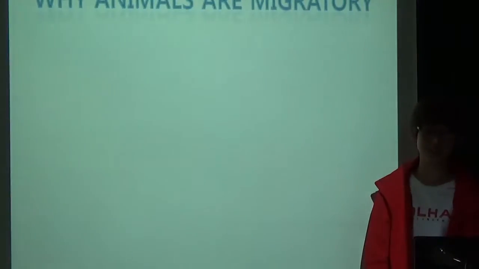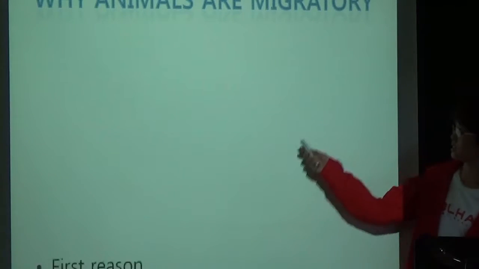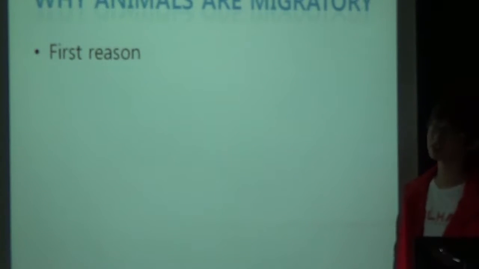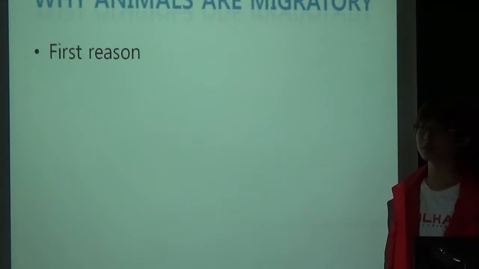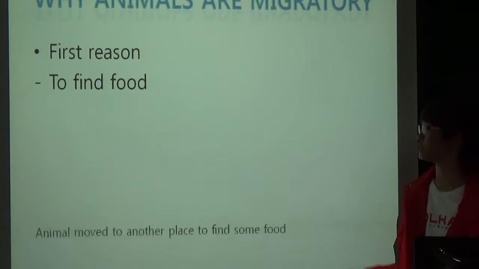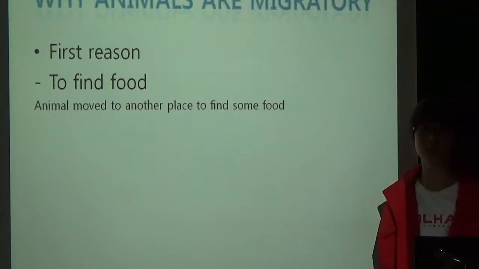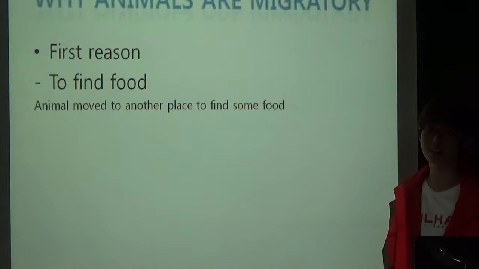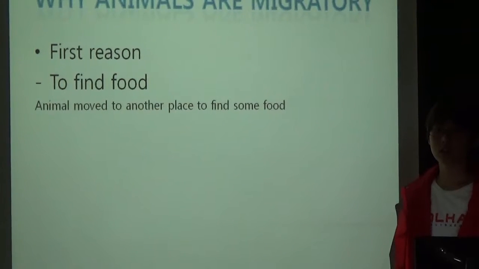Why are animals migratory? There are many reasons that animals migrate, but the first reason is that they try to find food. When they don't find food, they can die. Once the food in one place runs out, they move to another place to find food.